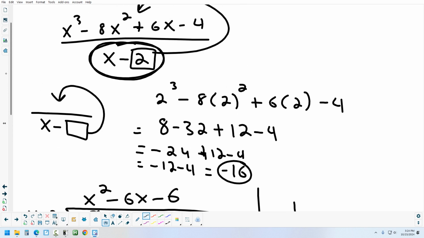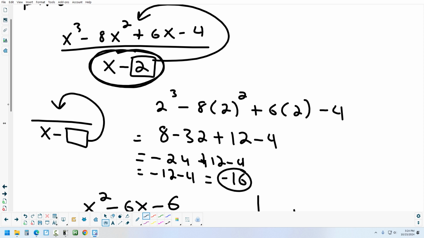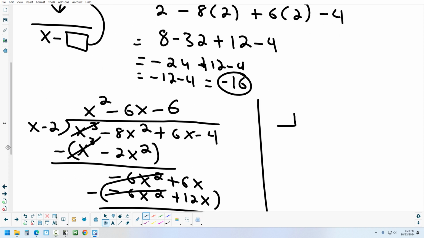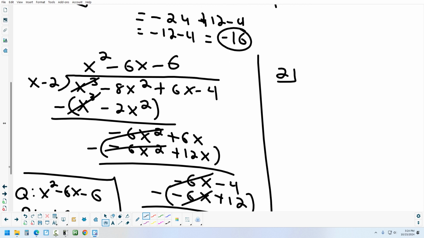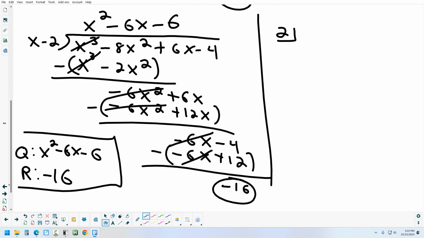For our original problem, we're going to do this original problem again. We would take one of the roots, put the number after the minus sign. So that's going to be 2. So 2 goes on the outside, and what numbers would go on the inside?